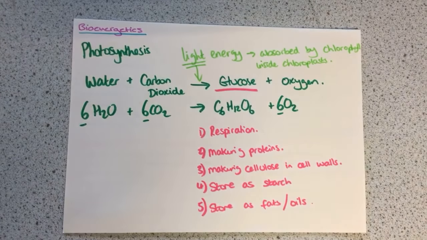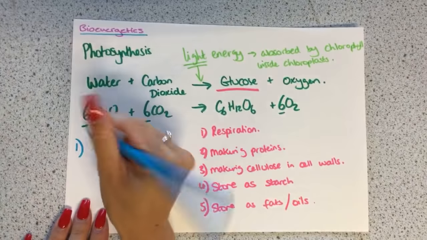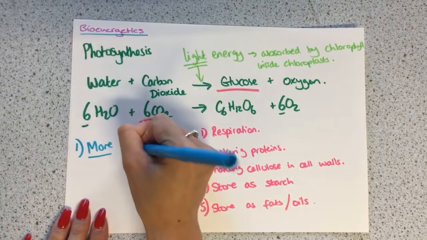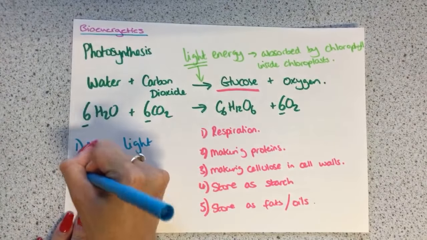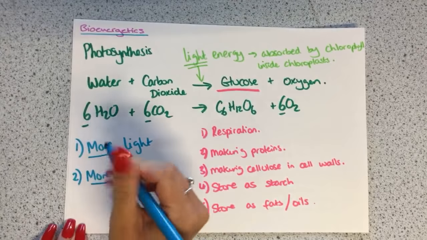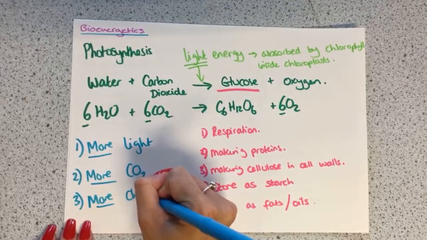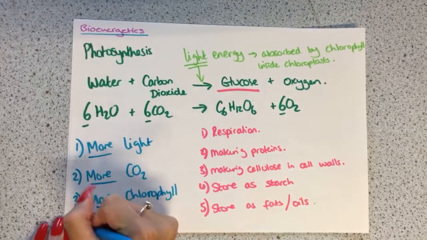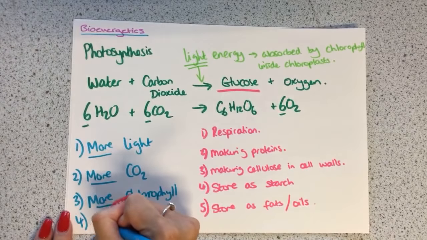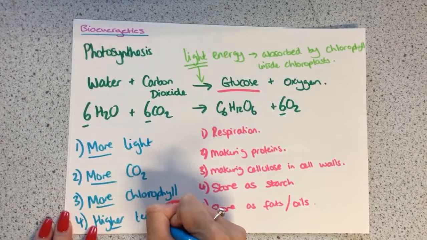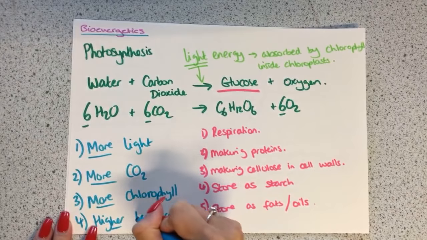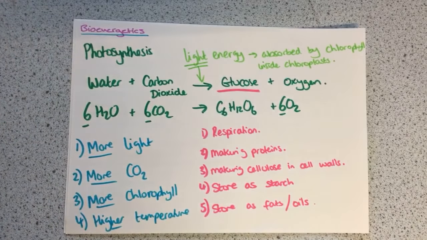Okay, you then need to know about things that can speed up the rate of photosynthesis. So firstly, having more light, and you must use the word more, more carbon dioxide, more chlorophyll, and then a higher temperature. Okay, and this brings us on to limiting factors and some limiting factor graphs that you need to know about.